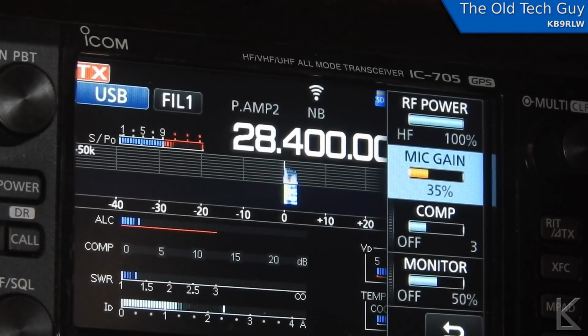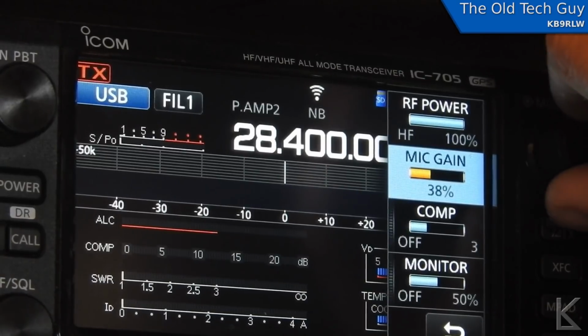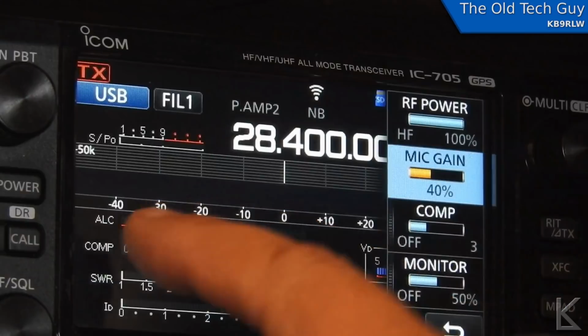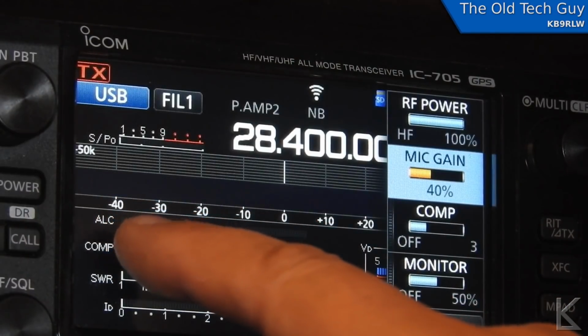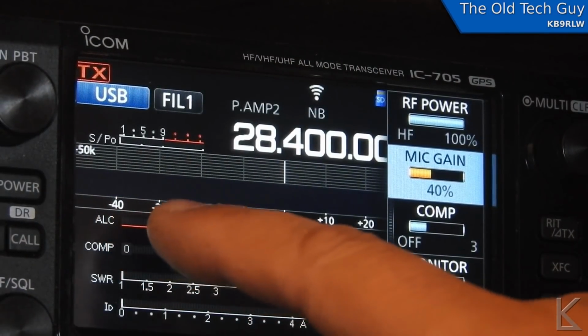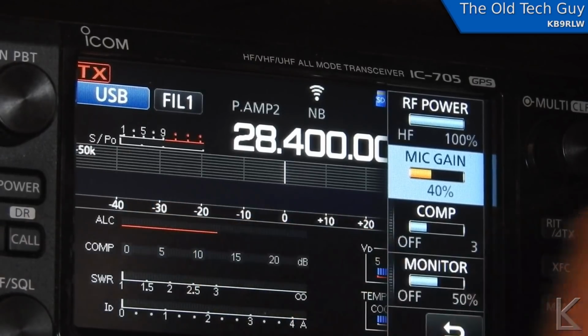KB9 RLW test. 1, 2, 3. And the lower speaking voice. I'm tickling a little. Maybe just a little bit more. What you really want is to reach a point where your normal speaking voice is just tickling the meter, so you're just getting into the ALC action, and a little bit louder speaking is wiggling it around in that lower half of the range.